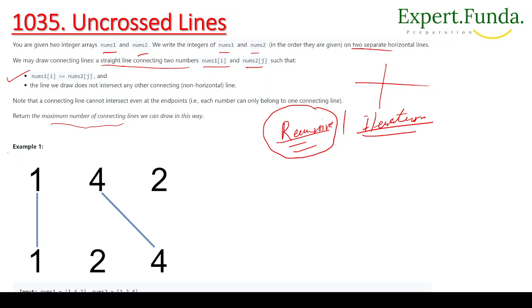As an example, we have example 1. Let's suppose one array has 4 and the other array has 4. If we connect these, we should not use this connection 2 to 2. We can use only this 1 to 1. This is good. But if somebody connects like this, this will become an intersection point, and this should not be done. So the maximum lines that can be drawn is two, but we cannot use this one. That's why the output is 2.